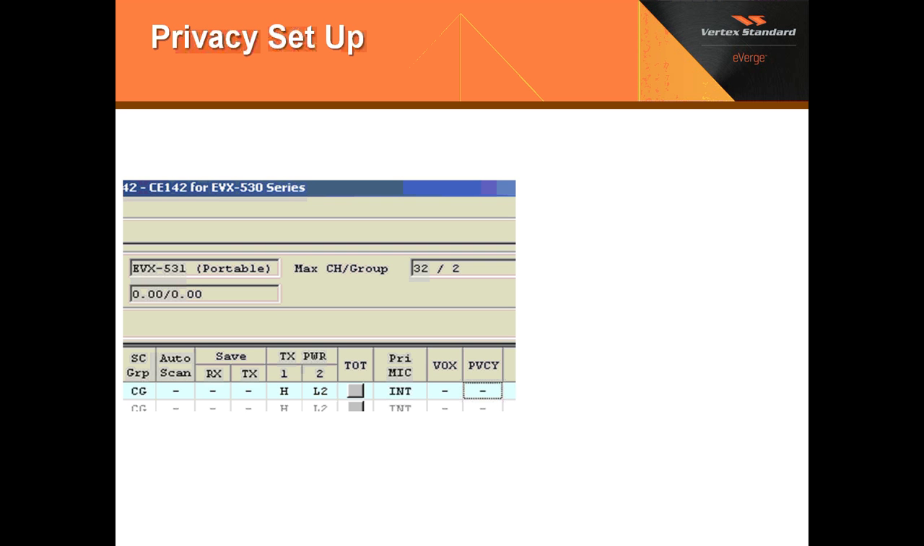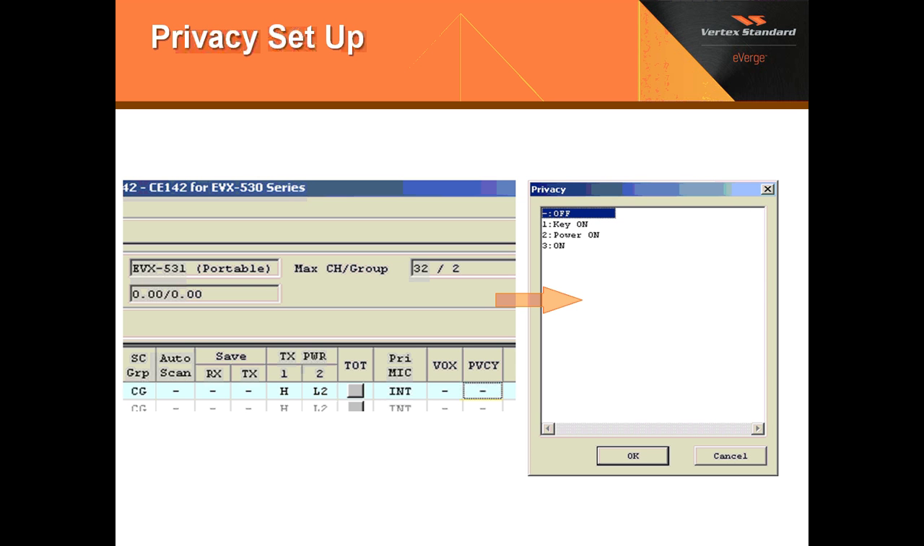Now that we've gone ahead and set up the buttons and set up the codes, now we need to assign which channels we want to have privacy. As you can see in our RF list, PVC Y is our privacy, and when you space double click or press enter, it brings up this window.